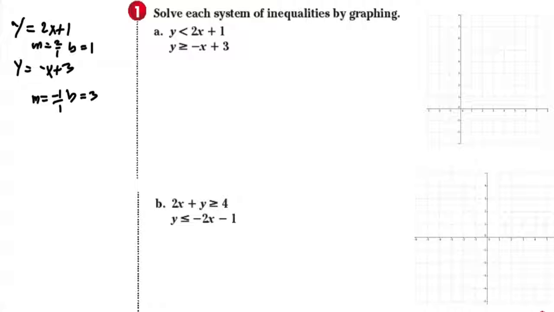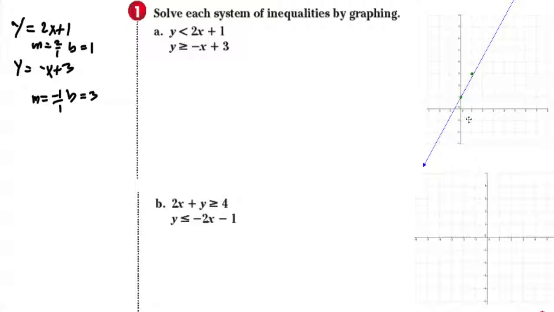So let's graph the first equation, y = 2x + 1. The y-intercept is 1, so the y-intercept is right over here. Since our slope is 2 over 1, we go 2 units up and 1 unit to the right, so right there. We simply connect those points. That'll be the graph of that equation, and it's a dashed line. Why is it a dashed line, or a broken line? Because we're talking about less than.